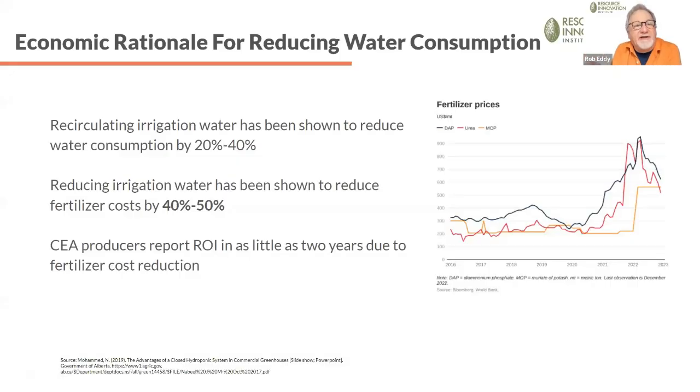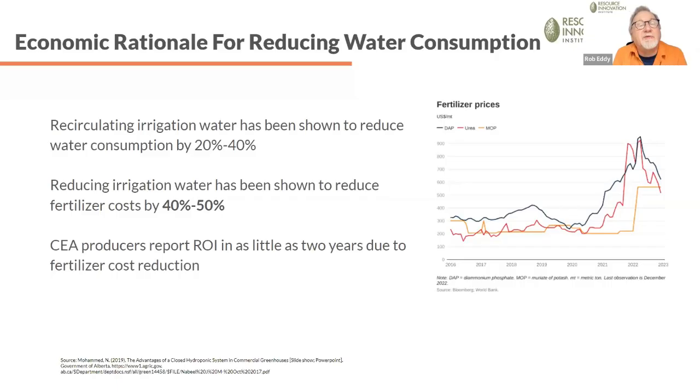You can achieve that fantastic goal of saving water, but what is the economic rationale for it? That's the big question. How can you justify spending the money on it? Well, one thing we found out from our industry working group was that the water savings aren't enough to justify it. And that's probably intuitive to all of you, that water just isn't that expensive. You can recirculate your irrigation water one way or another, and you can reduce consumption by 20 to 40%. But that's not going to pay for all that technology to recirculate it.